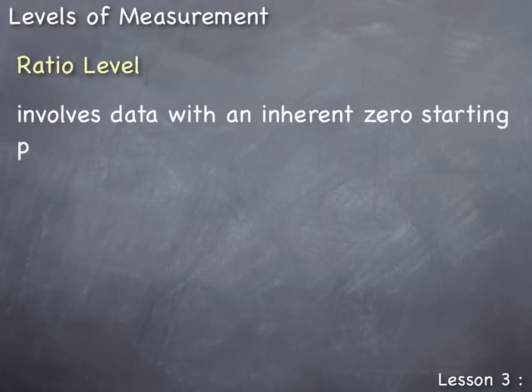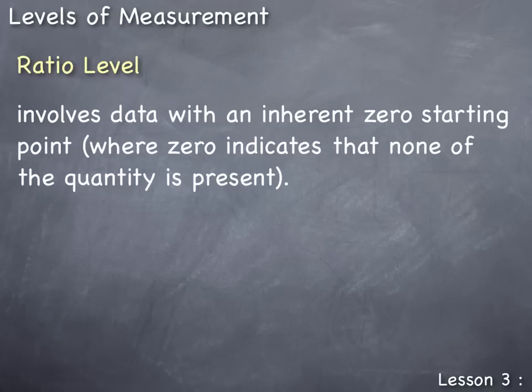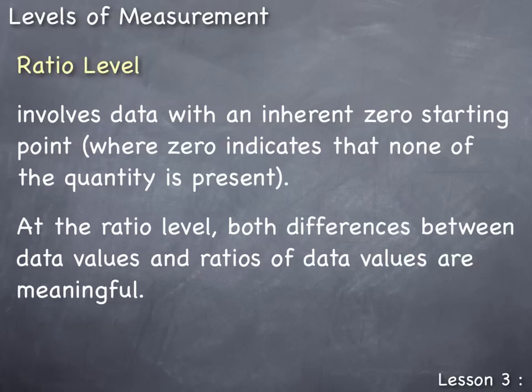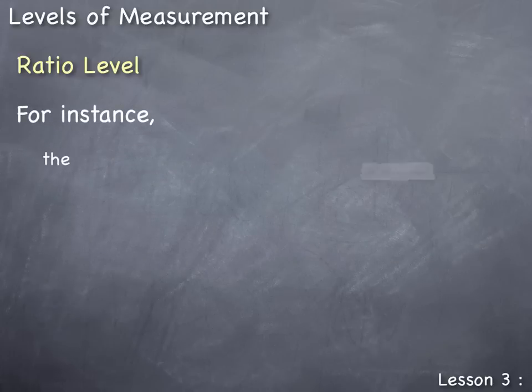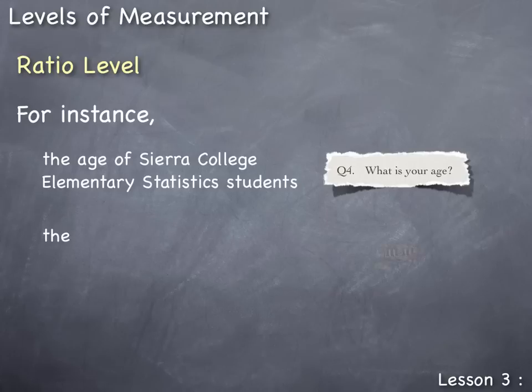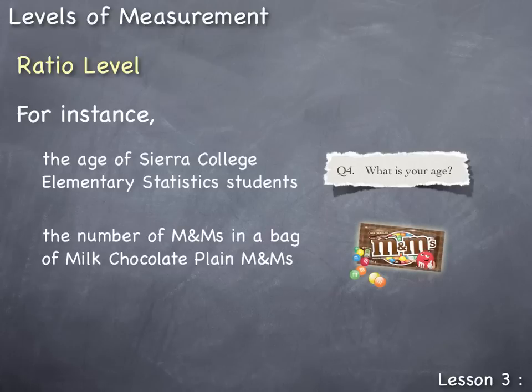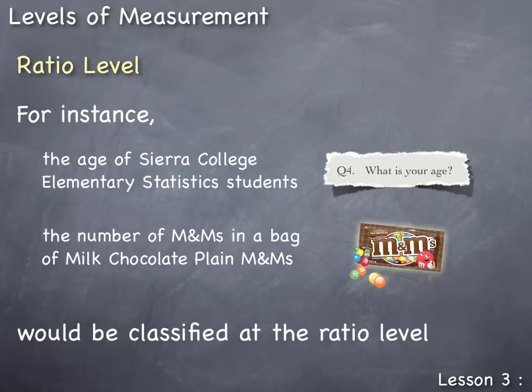Ratio level involves data with an inherent 0 starting point, that is, where 0 indicates that none of the quantity is present. At the ratio level, both differences between data values and ratios of data values are meaningful. For instance, the age of Sierra College Elementary statistics students, the number of M&Ms in a bag of milk chocolate plain M&Ms would be classified at the ratio level. Because if somebody's age was 0 years old, 0 would actually mean 0. That's when they were born. If there was a bag that contained 0 M&Ms, that bag would actually contain 0 M&Ms.